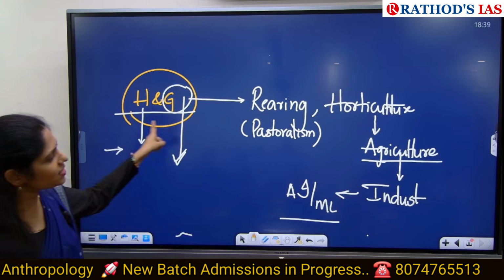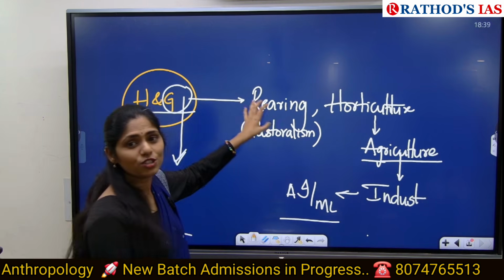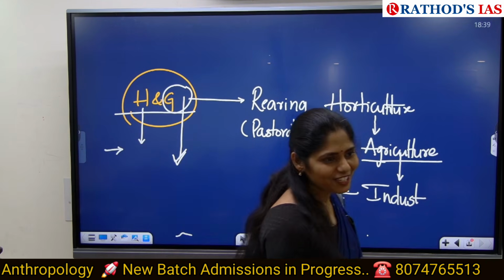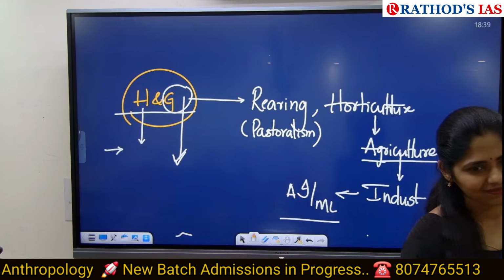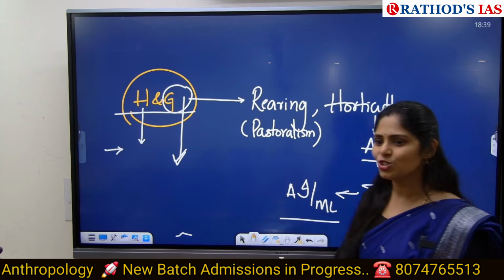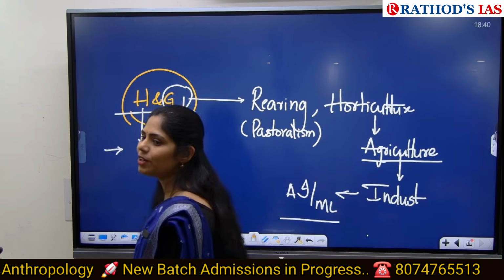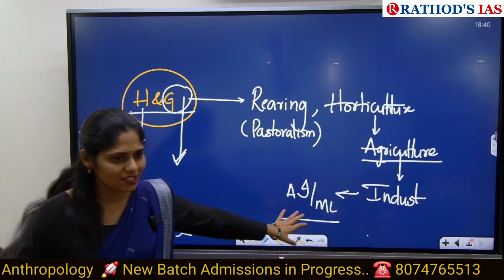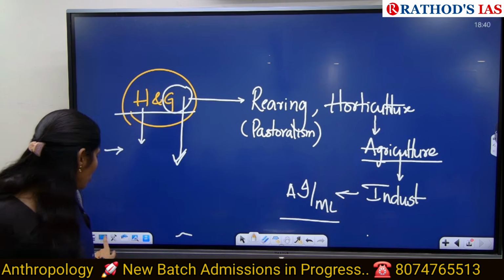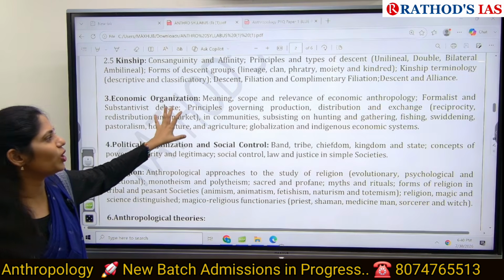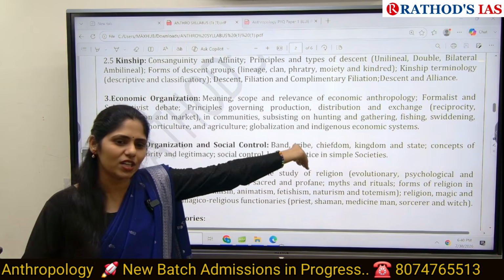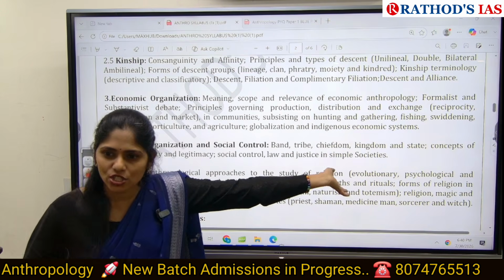So this process of evolution from hunting and gathering till today, how many centuries did it take? A lot. In this way, human economic organizations evolved. Right now, we are at this stage. Here we are going to study economic organization: what is the scope, what is production, what is distribution, what is exchange?